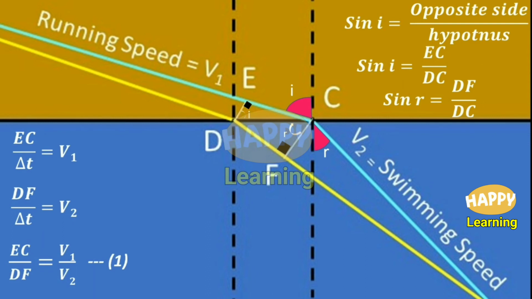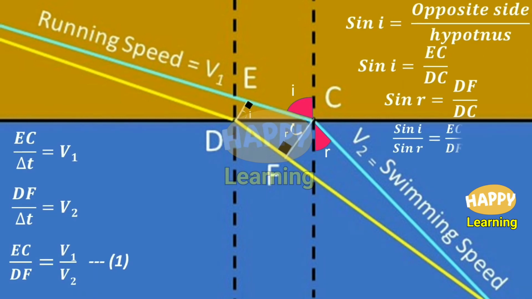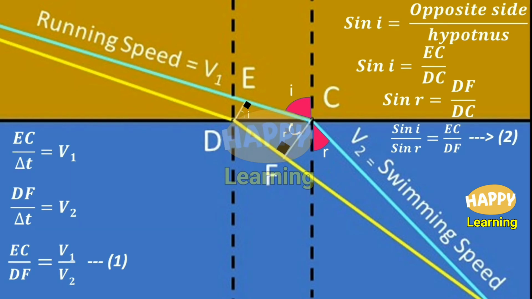Dividing these two equations, the left hand side is sin I by sin R, and on the right hand side, the denominator DC gets cancelled, and we get EC by DF. So finally sin I by sin R is equal to EC by DF. Let it be equation number 2.